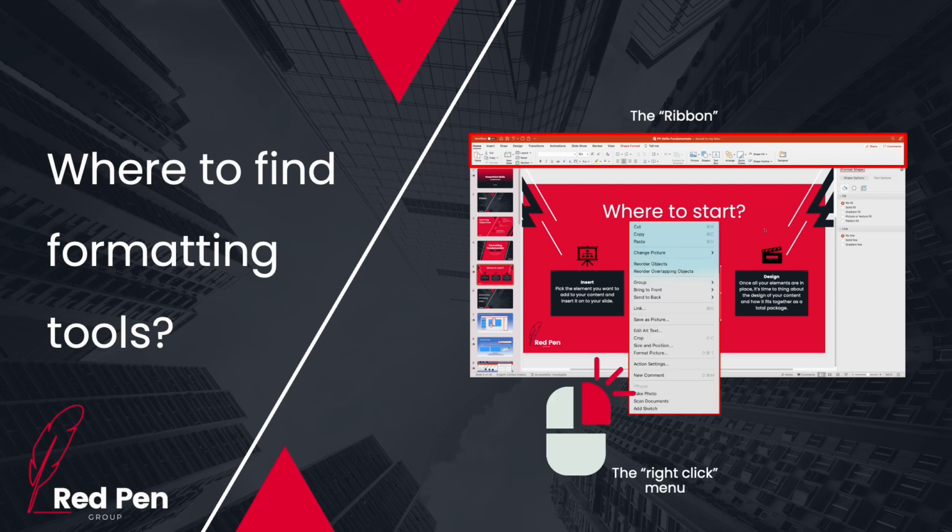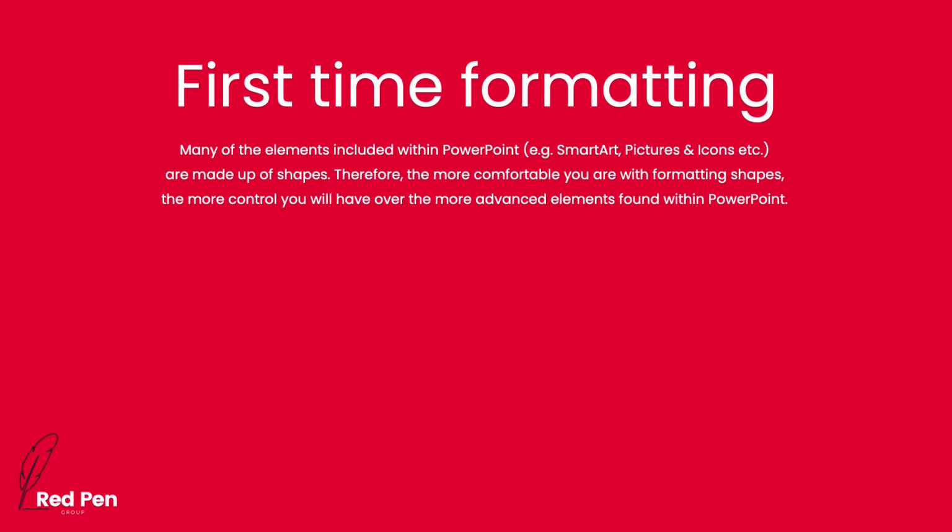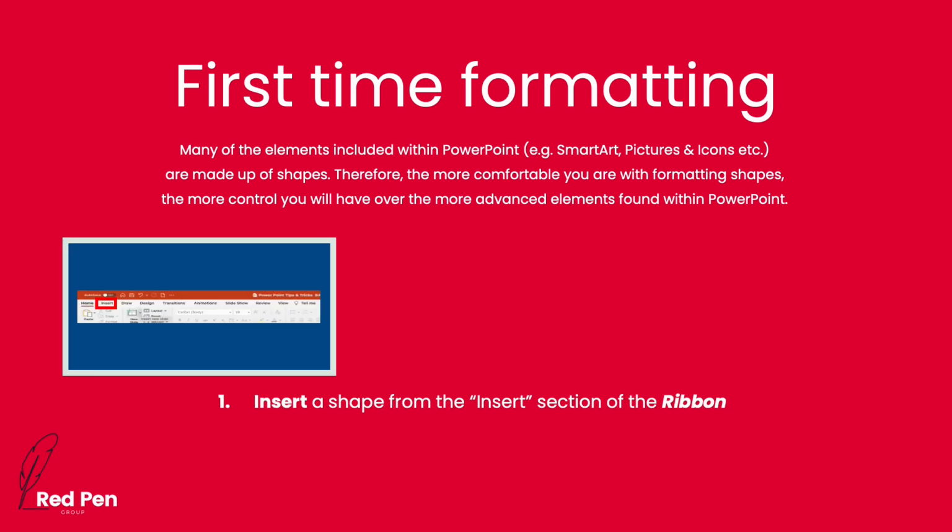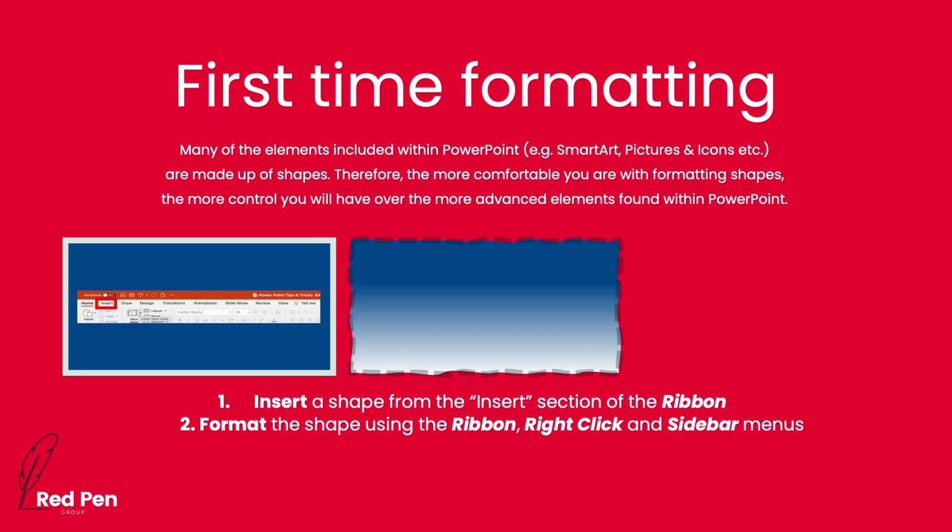and the sidebar. Many of the elements included within PowerPoint, like SmartArt, pictures, and icons, are made up of shapes. Therefore, the more comfortable you are with formatting shapes, the more control you will have over the more advanced elements found within PowerPoint. If we think about the three-step process, the first thing you want to do is insert any shape from the Insert section of the ribbon. Then format that shape using the ribbon, right-click, and sidebar menus.